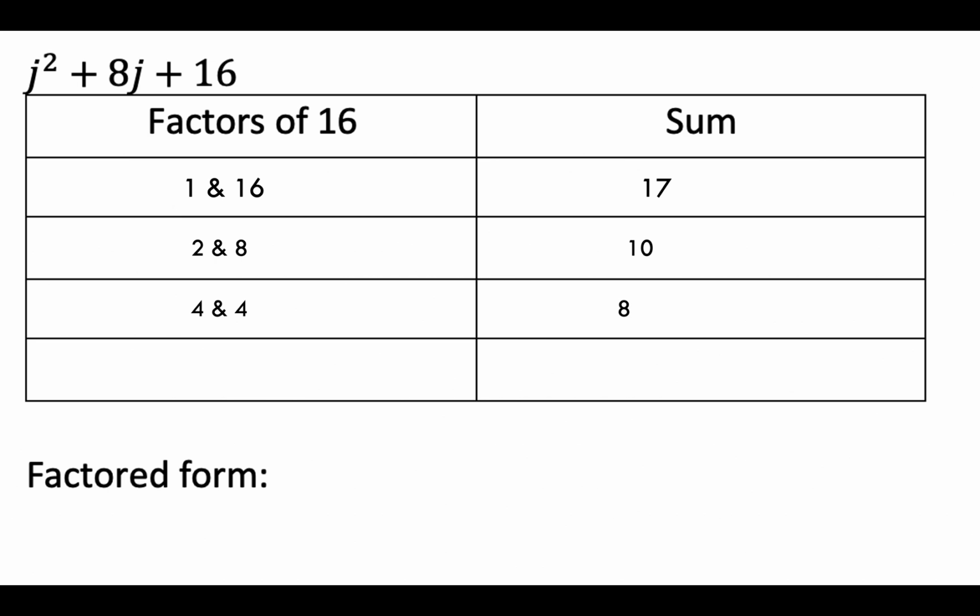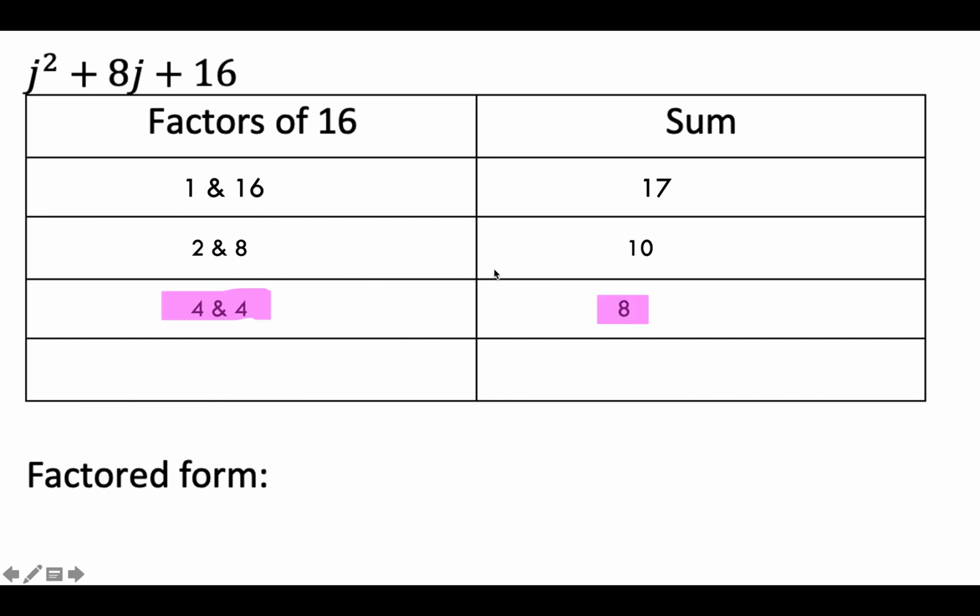How about this one? We have j squared plus 8j plus 16. Now we want to find the factors of 16 that add up to what? That add up to 8. So the factors of 16, we have 1 and 16, their sum is 17. We have 2 and 8, and their sum is 10. We also have 4 and 4, and their sum is 8.